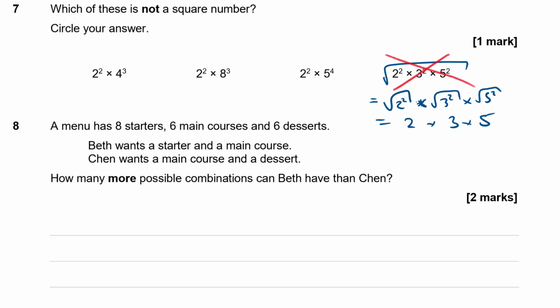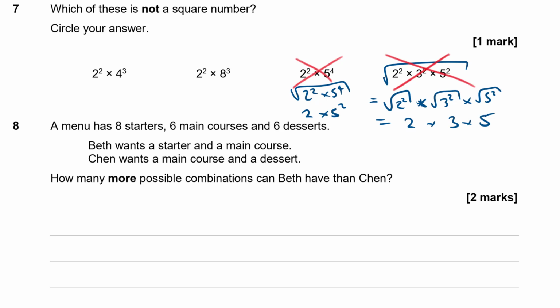So let's have a look at 2 squared times 5 to the power of 4. Well, I can just do the same thing, can't I? If I find the root of that, 2 squared times 5 to the 4, that's going to be 2 times 5 squared. 5 squared is 25, times 2 is 50. So that one also has a nice square root, so it must be a square number.